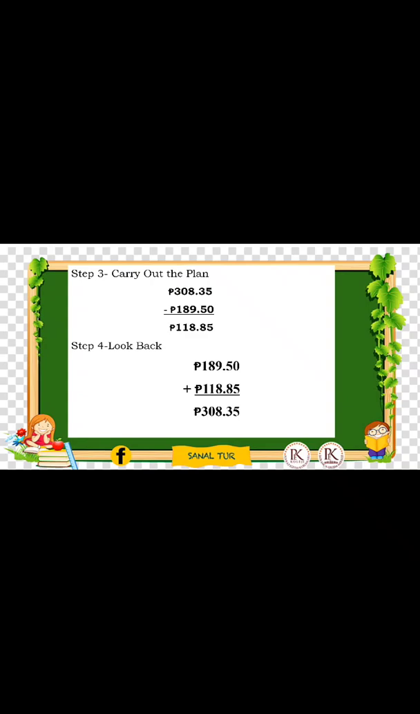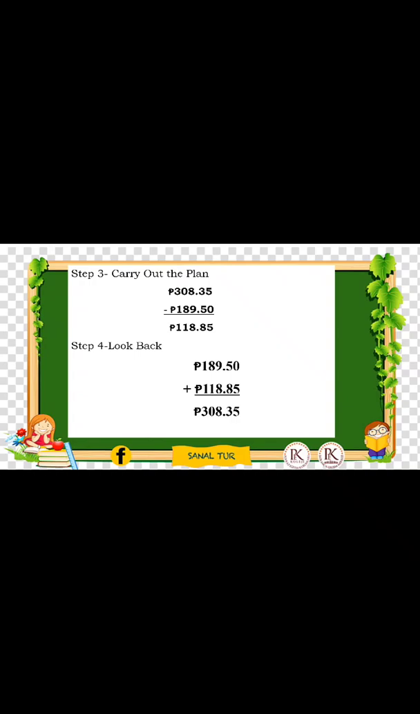Okay, we already answered the problem. So how much is the amount that he still needs to buy? How much is the amount that he still needs in order for him to buy the shoes? We have 118 pesos and 85 centavos.